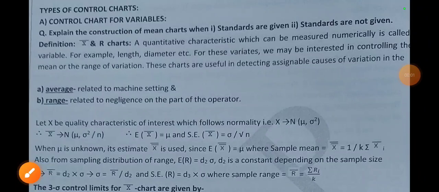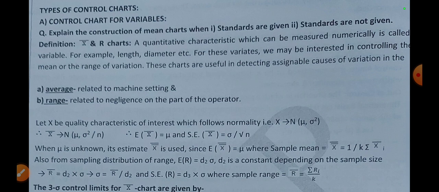Today we will discuss types of control charts. Control charts are the most commonly used methods of statistical process control, which monitors the stability of a process. It is a powerful graphical tool for detecting assignable causes of variation. This technique of control chart was developed by Dr. Walter A. Shewhart in 1924.